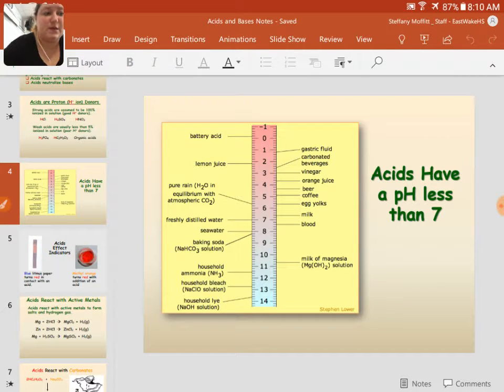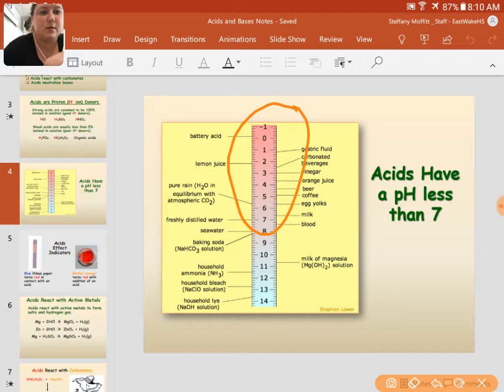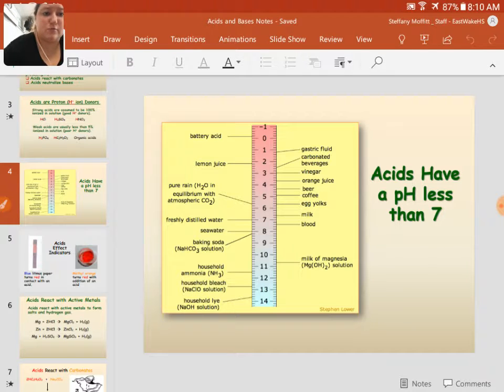Again, acids have a pH less than 7, so we're going to be looking at this range right here. So we've got battery acid, lemon juice, gastric fluid, carbonated beverages, sodas, vinegar, orange juice, all that good stuff. Pure rain is actually below 7, so it's acidic anyway. And then freshly distilled water is on that 7 mark. That's the neutral mark.